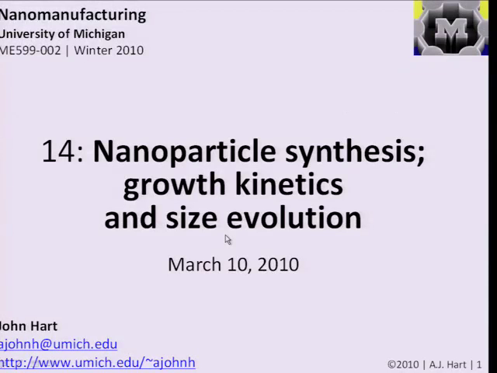Today we're going to talk more about nanoparticle synthesis and use this model system to build upon our picture of nucleation from last time and now talk about growth kinetics. In other words, once we form these nuclei of nanostructures, how does their size change with time and how does their size distribution evolve with time?